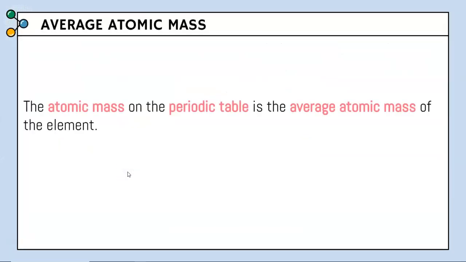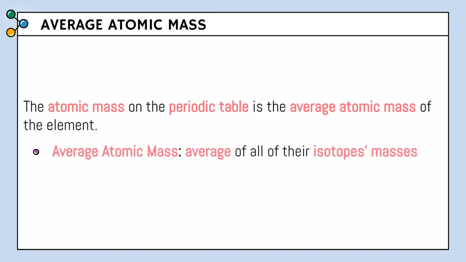Now the atomic mass in the periodic table is the average atomic mass of the element. And the average atomic mass is the average of all of their isotopes' masses. So taking all of the known masses of all the isotopes that element has, we would average them out, and that's how we get the mass we have on our periodic table.